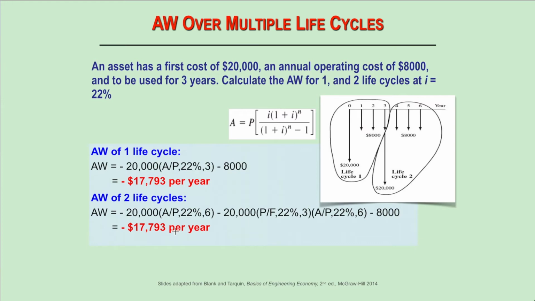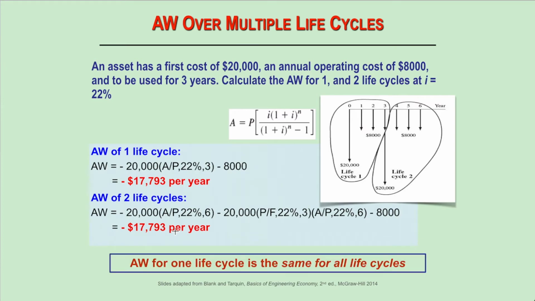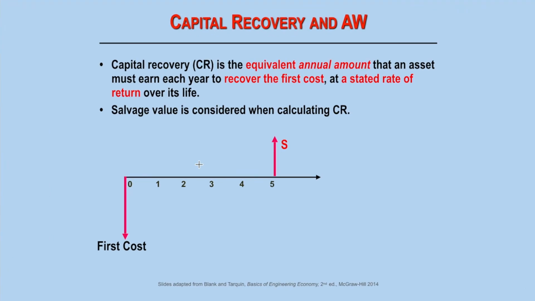$17,793 per year. As a conclusion, the annual worth of one life cycle is the same for all life cycles or multiple life cycles, and this is the reason annual worth analysis is preferred over present worth analysis, because annual worth analysis needs to be applied over one life cycle only. So therefore, it is easier to perform and more straightforward.